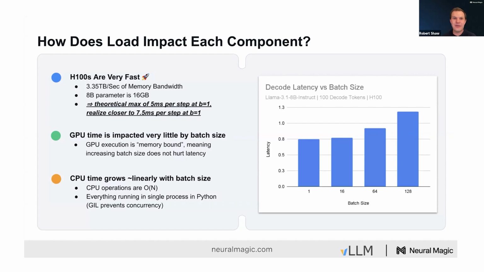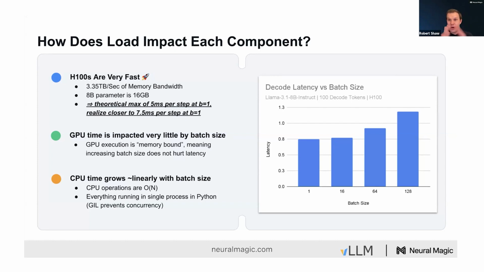An 8 billion parameter model is about 16 gigabytes, which means that we can move the weights from RAM into the GPU on-chip memory at a rate of about 5 milliseconds. So internally inside of vLLM, you should understand that the GPU is operating really, really fast and is basically getting about 5 to 7 milliseconds per iteration.